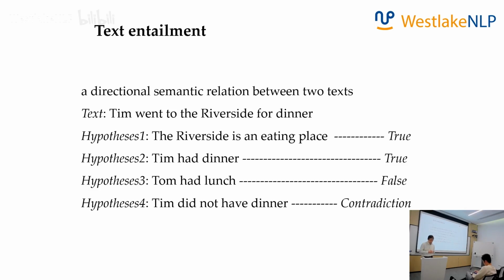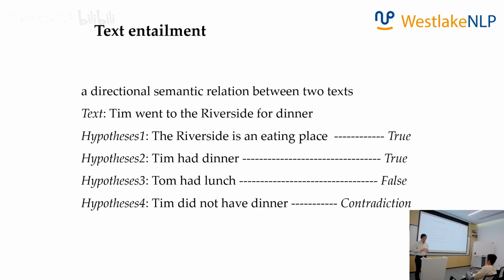But if you say, Tim had lunch, we don't know. We cannot infer the hypothesis from the premise. So this is false, no entailment. And if you say Tim did not have dinner, then this hypothesis contradicts the premise, right? So not only can we not tell that this is true, but we can tell this is false. So it's called contradiction. So text entailment investigates the correlation between two sentences, right?